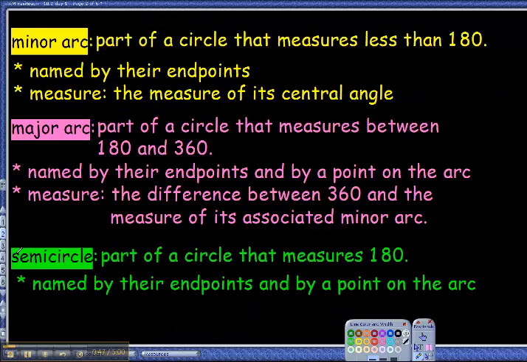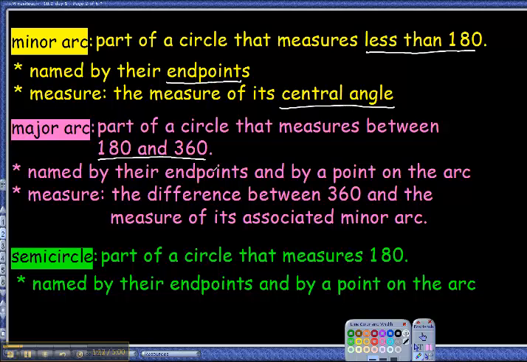Alright, we've taken a look at minor arcs and major arcs. Minor arcs will be a part of the circle that measures less than 180 degrees. They're named by their endpoints only, and it's going to be the same as the measure of its central angle. A major arc is part of the circle that's somewhere between 180 and 360 degrees, so it's a larger angle that we're going to be taking a look at here.